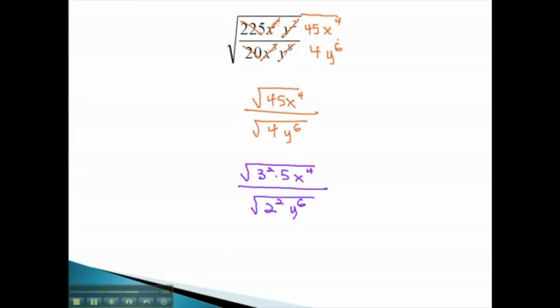We can now simplify by dividing our exponents by the index. 3 squared comes out as 3 to the 1st. We can't simplify the 5 because there's no exponent, but x to the 4th dividing by the index of 2 gives us x squared. In the numerator, we have 3x squared, and inside the radical, we're left with a 5. In the denominator, 2 squared can come out as 2 to the 1st, and y to the 6th can come out as y cubed. With no radical left, the denominator is 2y cubed for our final solution.